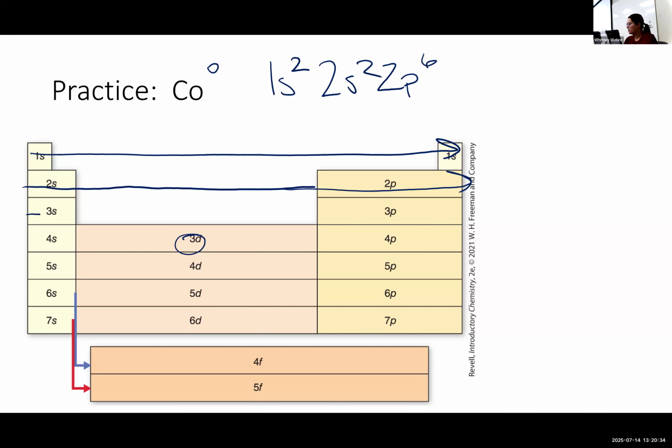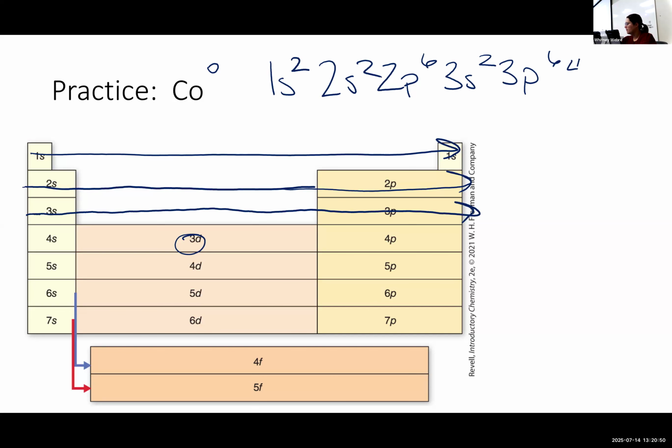Let's do the next row. What's next? We're right now assuming they're full, so that's why I'm throwing in those numbers. So 3s2, 3p6. All right, what's next? 4s2. So we did 4s, and then start with scandium: 1, 2, 3, 4, 5, 6, 7. So 3d7. This number should add up to 27: 2 plus 2 plus 6 plus 2 plus 6 plus 2 plus 7 should add up to 27.